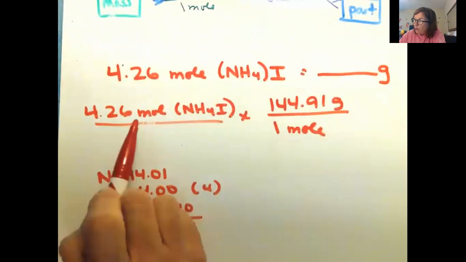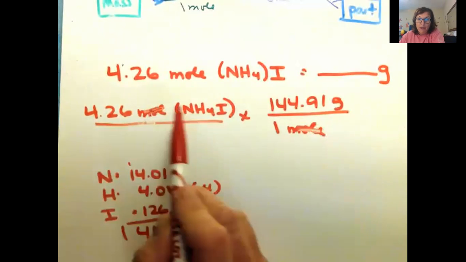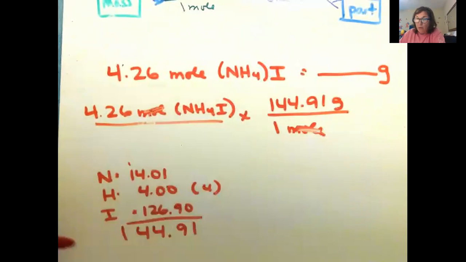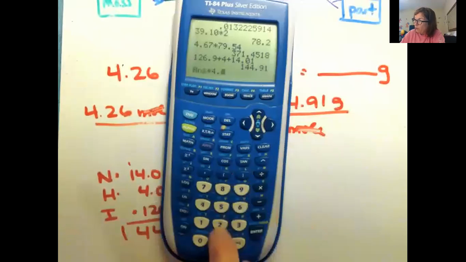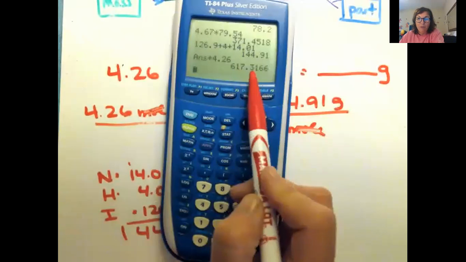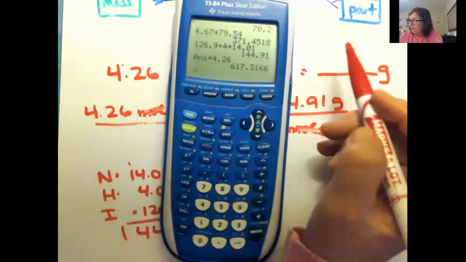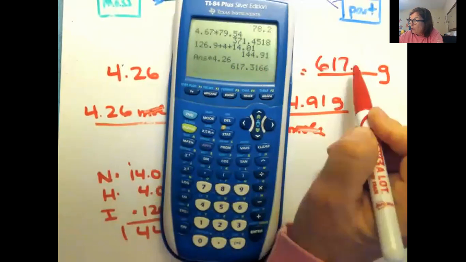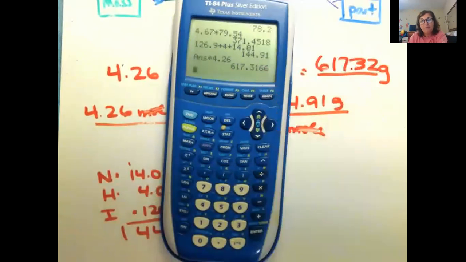Okay, so that mole cancels that mole out. I multiply the top by the top. So I take 144.91 and I multiply by 4.26. And I get 617.3166. My answer is going to be 617.32 grams because that 6 will round that 1 up.